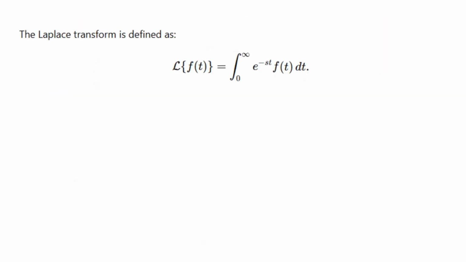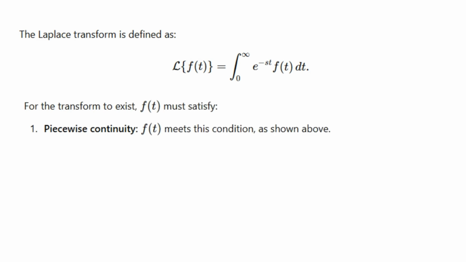So let's now connect that condition with the definition of Laplace transform, which is an integral from 0 to infinity of e to the minus st times f of t dt. The function is indeed piecewise continuous, as we've seen. That's why we say that f of t meets this condition as shown above. We know that the function we are dealing with is piecewise continuous.